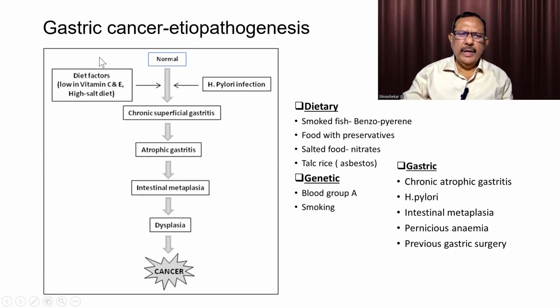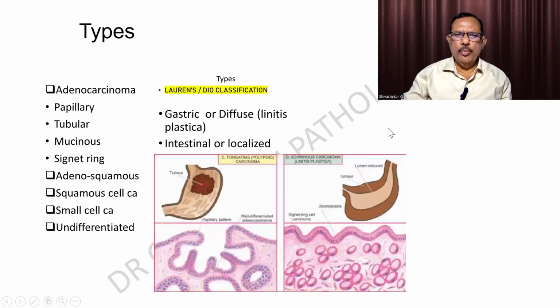There can be a lot of factors. Here, for example, dietary factors, or there can be an infection. These are all summarized in this one. I would like you people to kindly mug it up because any of this, talc rice, for example, in Japan, there is an increased incidence, and also H. pylori, metaplasia, pernicious anemia, strangely, and blood groups. So many facts are there. Each one can be given as an MCQ. The smoked fish, it contains benzopyrene.